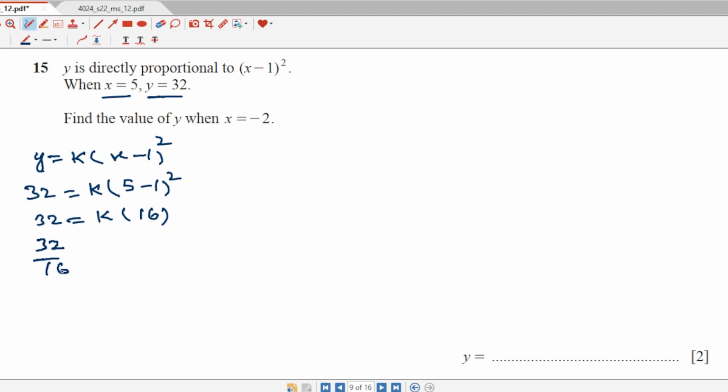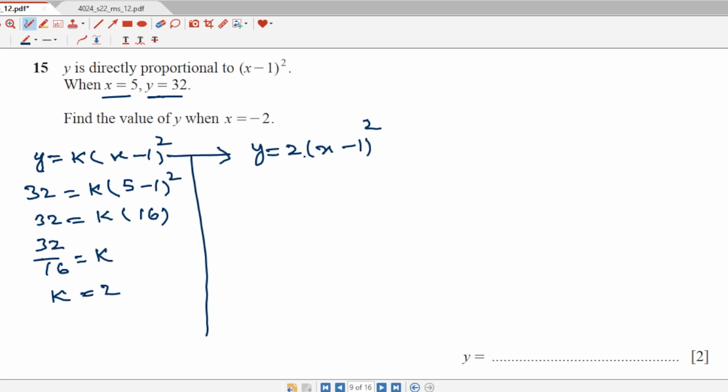Now we need to substitute the value of k in the first expression. Y equals 2 times x minus 1 whole squared. This is the relation between x and y; you can also call it the equation that relates x and y. Find the value of y when x equals minus 2. We put the value of x as minus 2. Minus 2 minus 1 is minus 3. Minus 3 squared is 9, and 9 times 2 is 18. The value of y is 18.